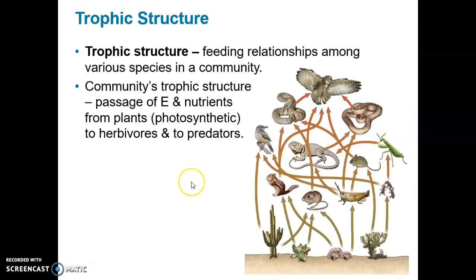So a community's trophic structure represents the passage of energy and nutrients from plants, which are photosynthetic or autotrophic, to herbivores initially, and then on upwards to predators. And how many predators are in a particular community depends on that particular community and how it's put together and what organisms are there.